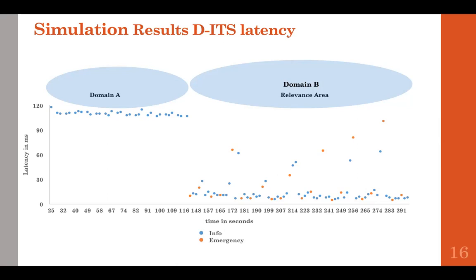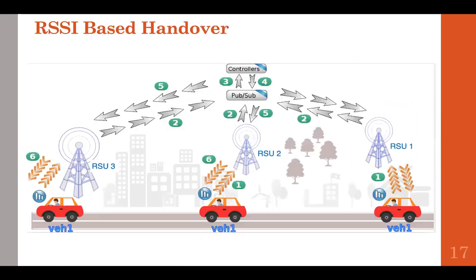As with the emergency message, you can see even though the vehicle was sending the emergency messages in domain A, vehicle 6 never received the emergency message, because emergency messages are only specific to a domain. Hence, for the first half, 150 seconds into the experiment, there was no emergency message. But as the vehicle went into domain B, there is an emergency message.